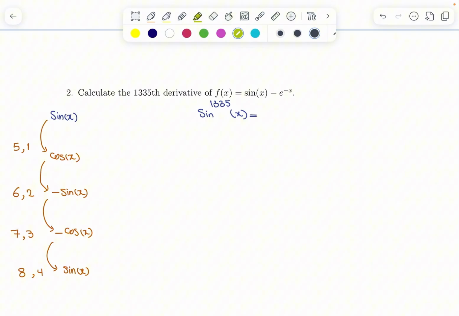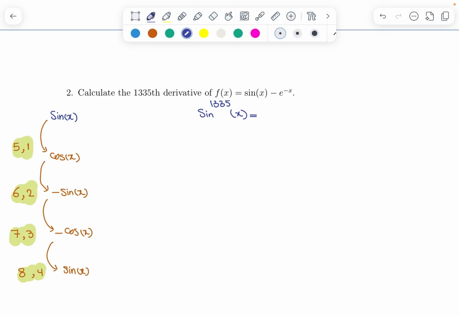So, if you look at these numbers, we can realize, for example, for 1 and 5, if you divide these numbers by 4, remainder would be 1. If you divide these numbers by 4, remainder would be 2. If you divide this number by 4, remainder would be 3. And if you divide these numbers by 4, remainder would be 0.